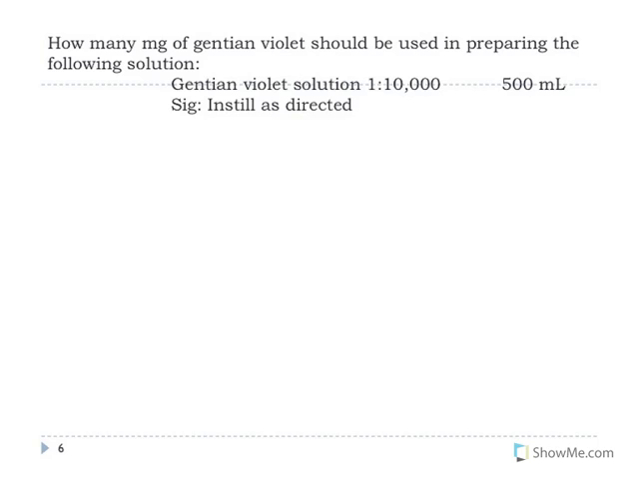This one's asking us to solve for milligrams of gentian violet in order to prepare a compounded solution. And what it's telling us is that we're going to end up with 500 milliliters of the solution, and that we have a 1 to 10,000 ratio. So basically, how much do we need to get that? Well, okay, we want 500 mils of solution. We know that we want its ratio strength to be 1 to 10,000.